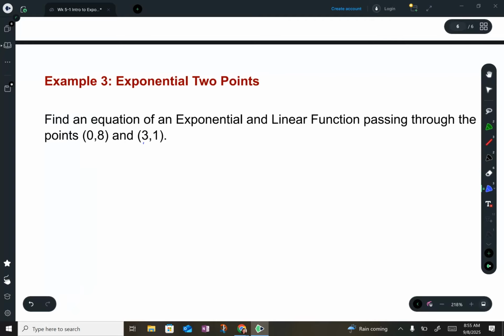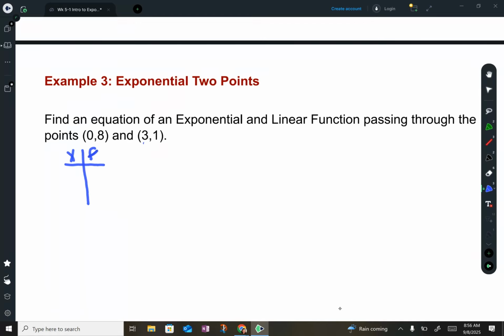All right, our next example is to find the exponential equation between 2 points that are given to us. The points that are given to us are 0, 8, and 3, 1. We're going to find both the exponential and the linear function. So let's start with the exponential. We know that we have the points 0, 8, and 3, 1. Let's go ahead and plug in the 0, 8 value.